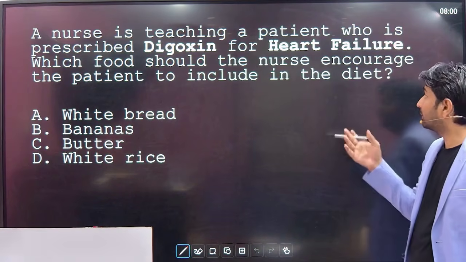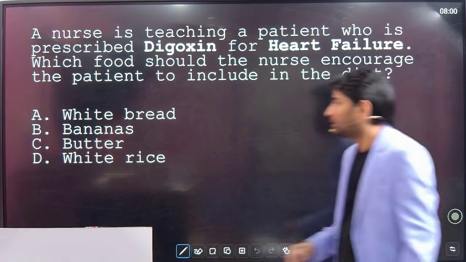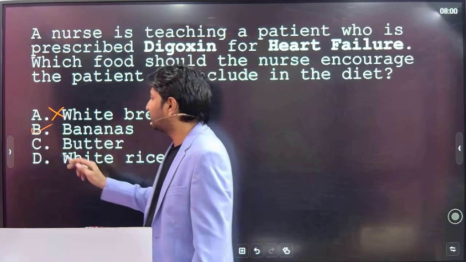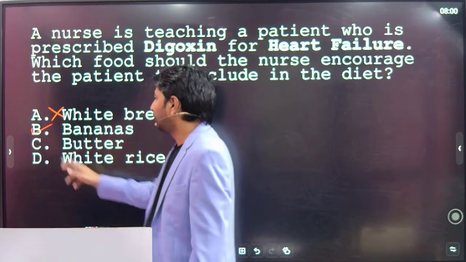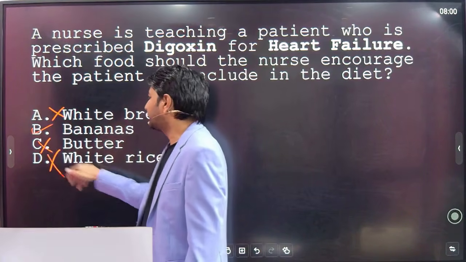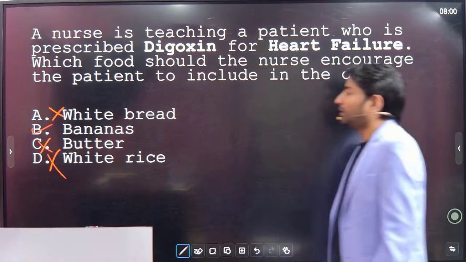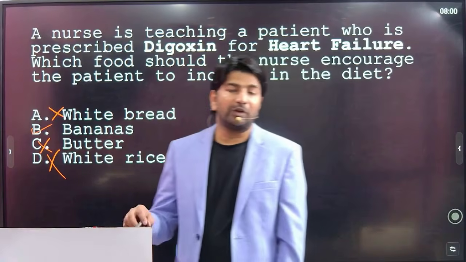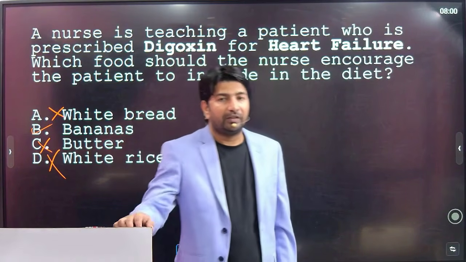White bread? We won't suggest white bread because it doesn't have potassium. We need to include a food in the diet that contains potassium, so white bread would be wrong here. Bananas are a rich source of potassium. This means this will be the correct answer. It won't be butter or white rice either. So these were some important questions related to digoxin and the theory of digoxin.